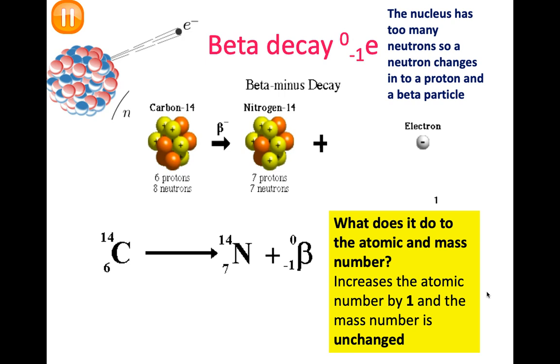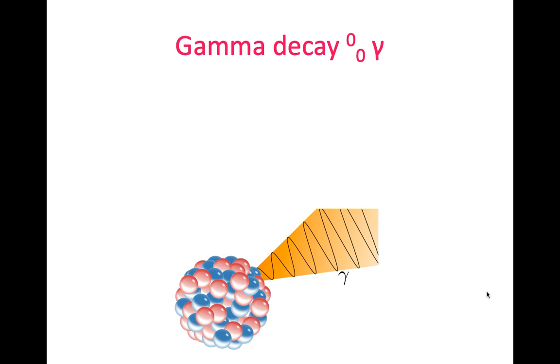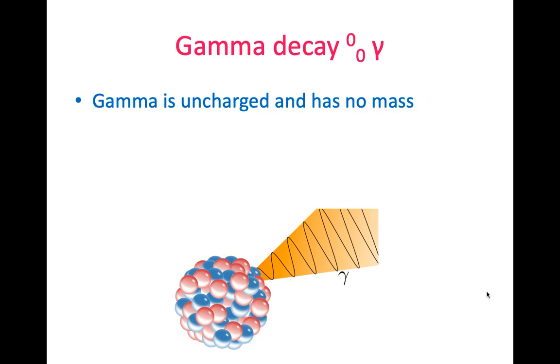So you can see that by emitting a beta particle, this increases the atomic number by 1. Okay, so that's the smaller number, the number on the bottom. And the mass number is unchanged. So the mass number in this example of carbon is 14, and it remains at 14 for nitrogen. But the atomic number at the bottom for carbon is 6, and then it increases to 7 for nitrogen, which changes the element.